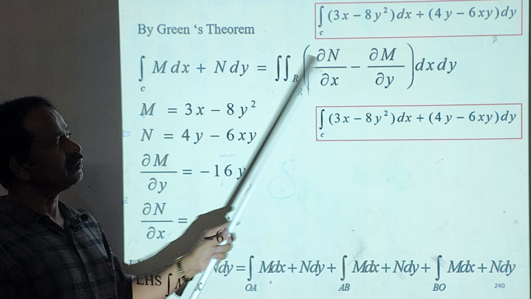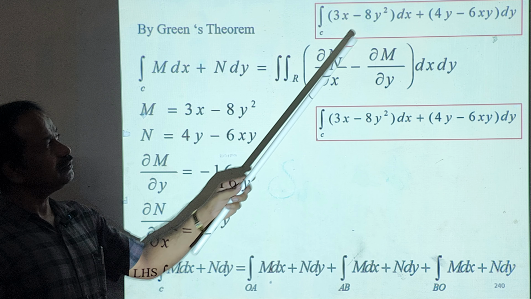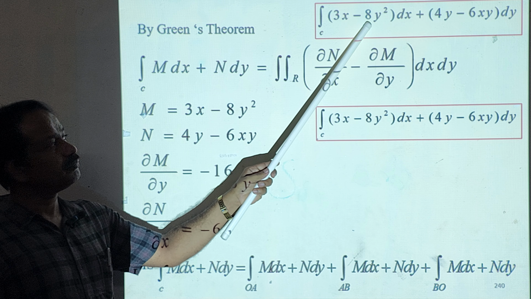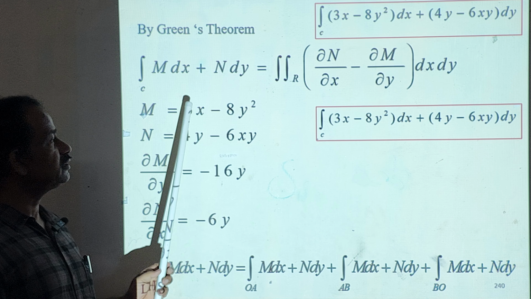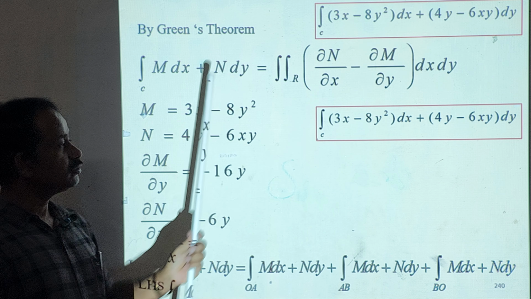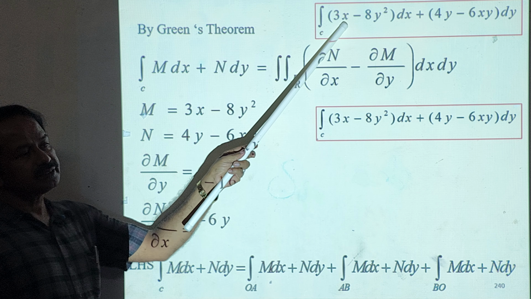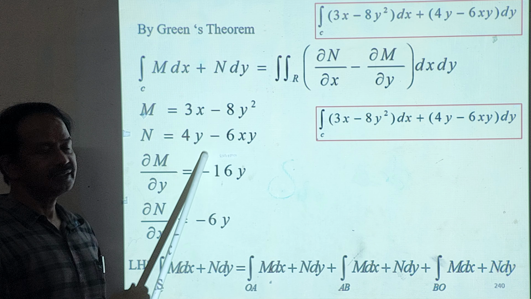Now, Green's theorem is given by this statement. So this is your Green's theorem. And this is the problem. You compare this one and this one. When you compare them, we have M dx plus N dy, which is nothing but this. So we have M equals 3x minus 8y squared, and N will be 4y minus 6xy.